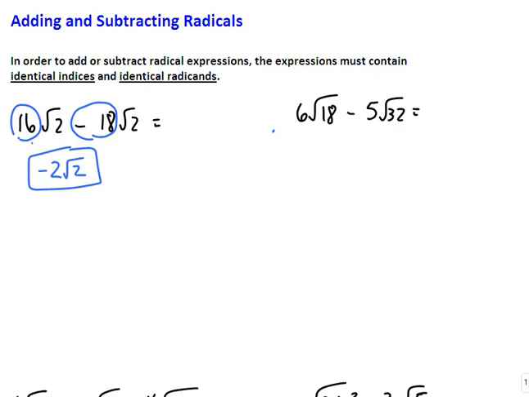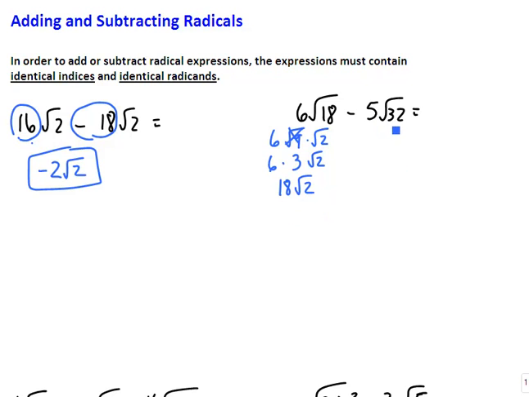So I'm going to leave the 6 on the outside, and then I'm going to break up square root of 18 into 9 times 2. So square root of 9 times square root of 2. The square root of 9 reduces to 3, but that 3 is going to get multiplied by the 6 that was already on the outside. So the whole term becomes 18 square root of 2.